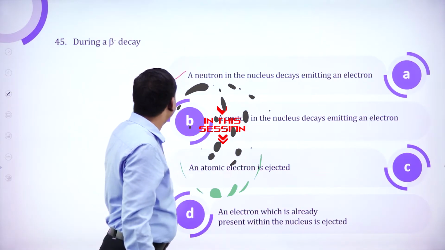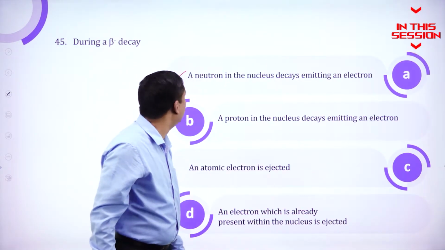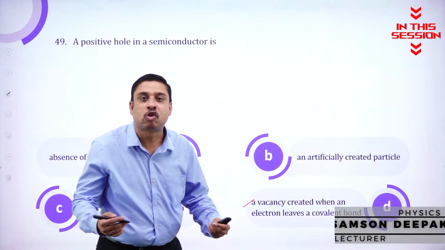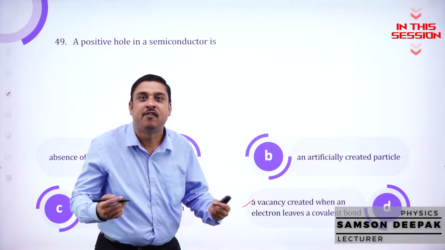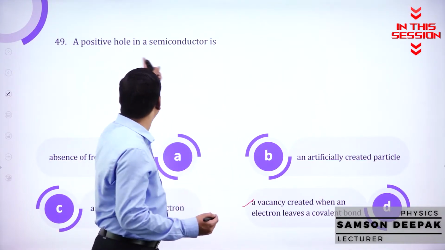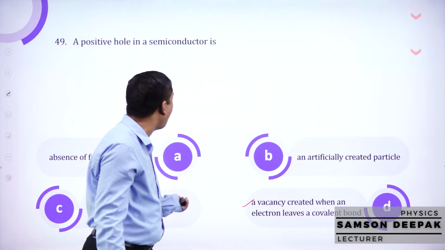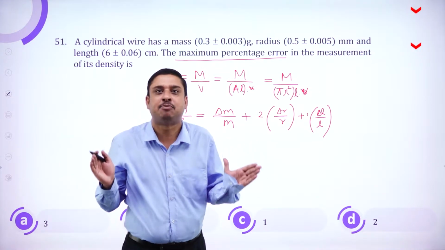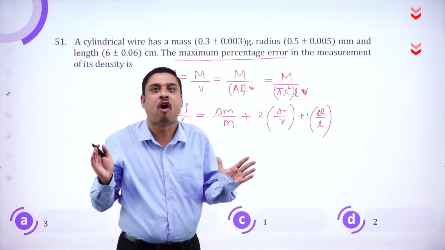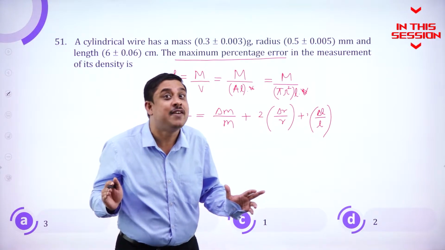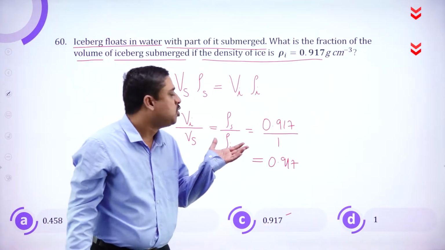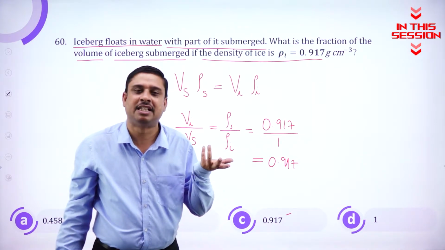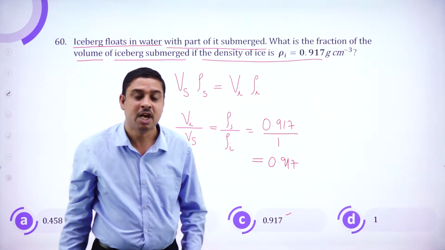Theoretical fact, beta decay: a neutron in the nucleus decays emitting an electron. When the electron jumps, it leaves a vacancy. That vacancy is called a positive hole. Irrespective of the operation, either addition, subtraction, multiplication or division, errors are always added. If you have understood the theory well, arriving at the solutions is very, very easy.